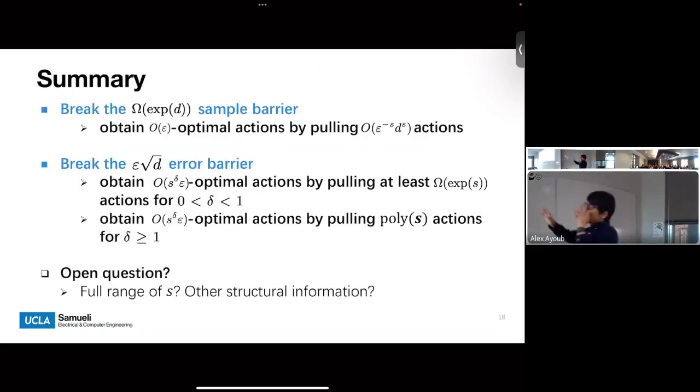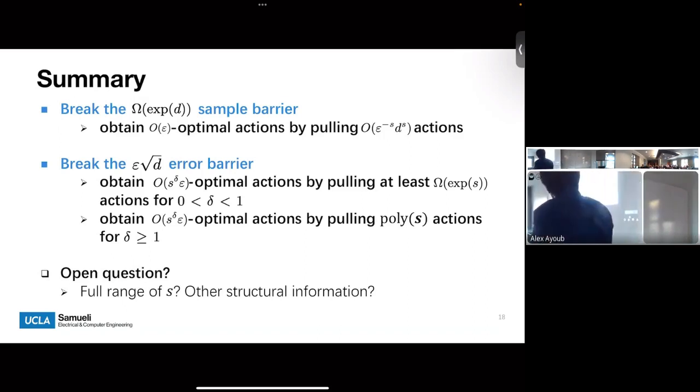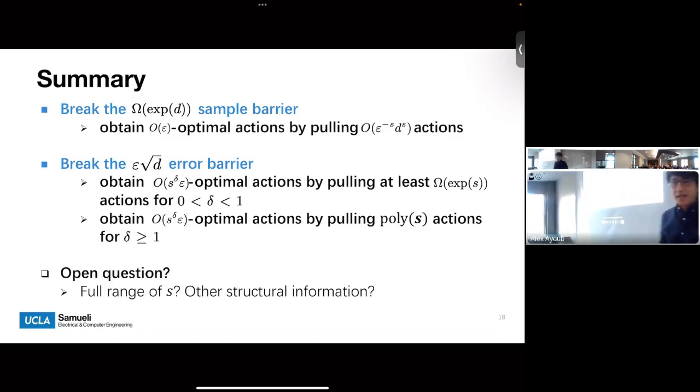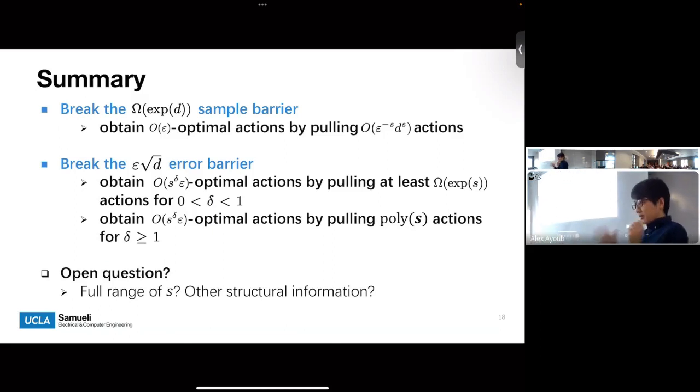All right. So in summary, we can break this exponential dependence in the sample complexity by using sparsity, right? In the sense that first of all, we showed an upper bound and a lower bound saying that if you want an S times epsilon approximation, then it's not possible to get rid of the exponential dependence on S, right? But if you want the approximation to be greater than that, then a polynomial number of action pulls can give you a good estimate of the solution, right?